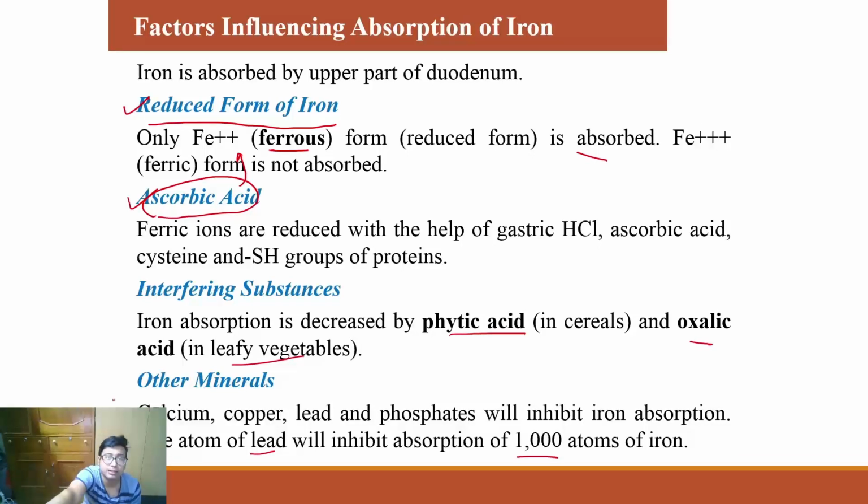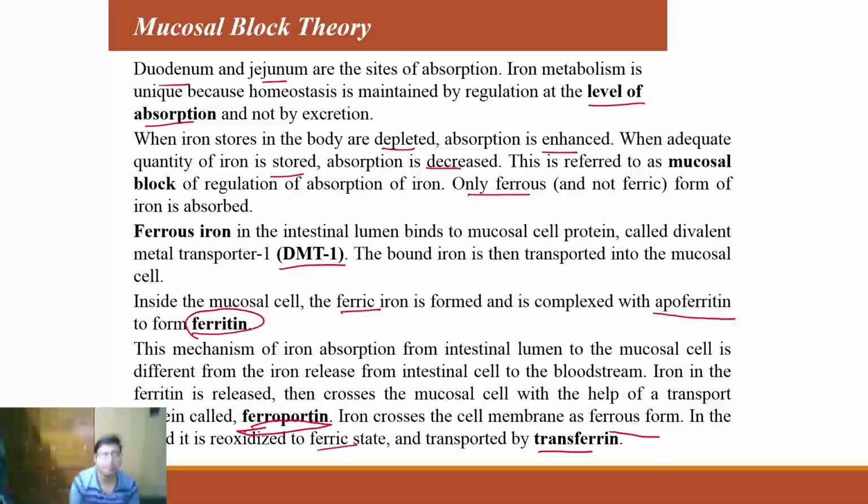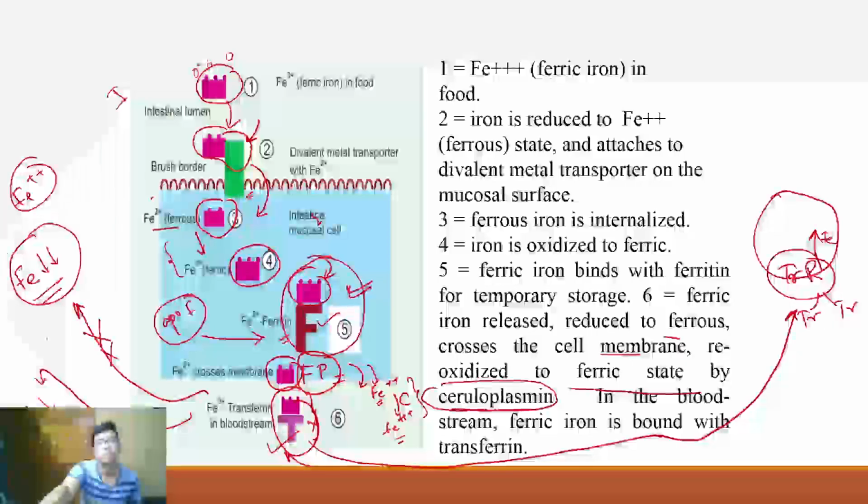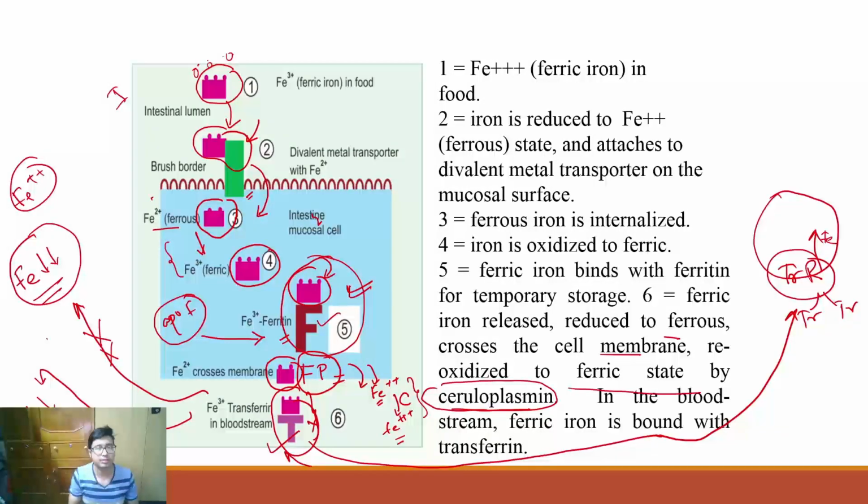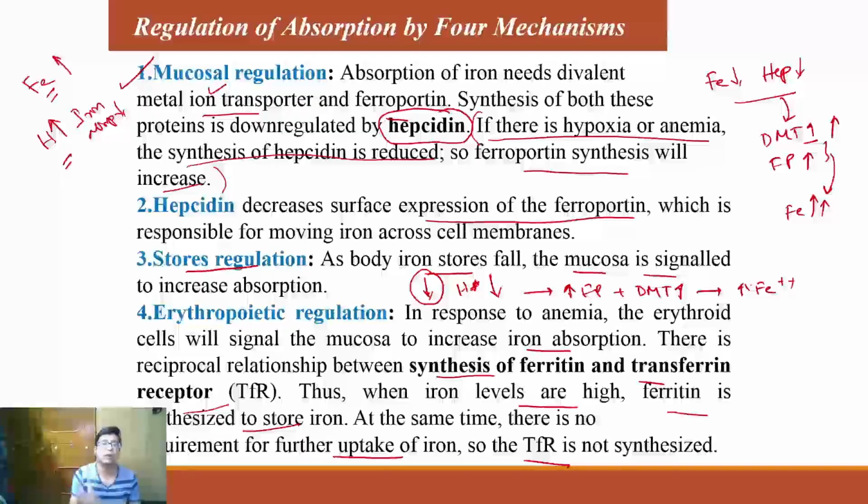Next, we came to the factors affecting iron absorption. We studied that ferrous form is readily absorbed, which is helped by ascorbic acid and interfered by phytic and oxalic acid and minerals like lead. Next, we looked at the mucosal block theory. We learned how mucosal regulation of iron happens with the help of various transporters. We learned that ferrous form crosses the cells and ferric form is the storage form of iron. We learned about storage proteins like ferritin, and transporter proteins like transferrin, and we also learned how they are regulated at the level of mucosa by hepcidin and also at the level of storage and erythropoiesis.